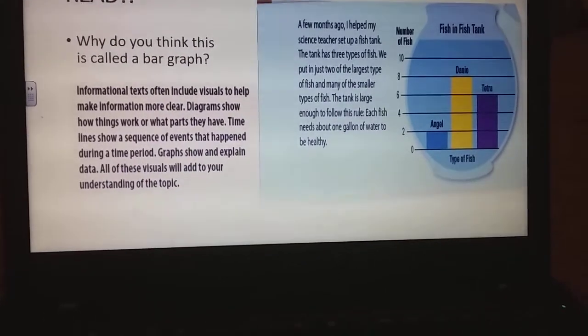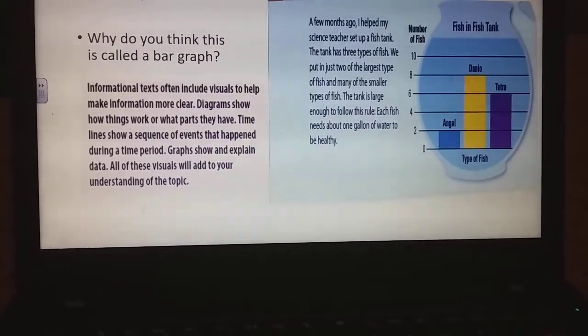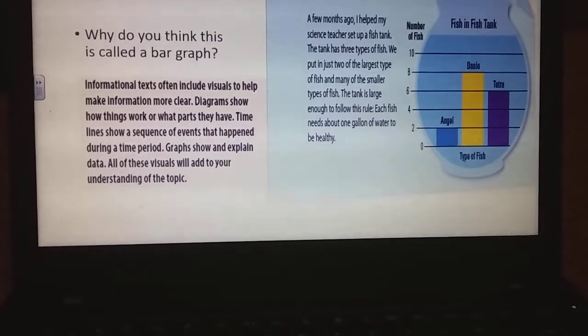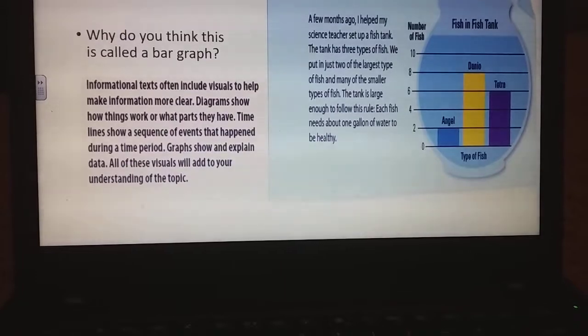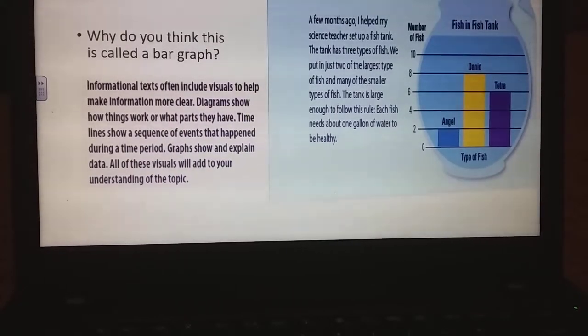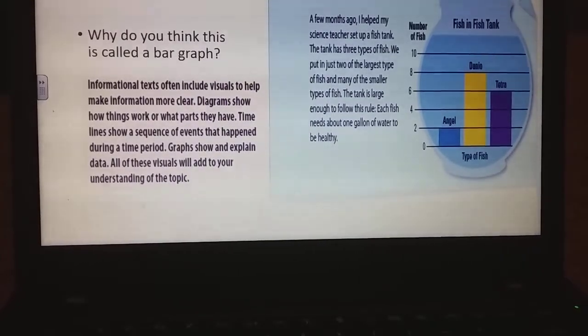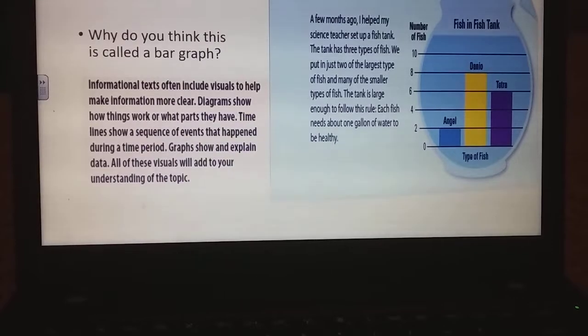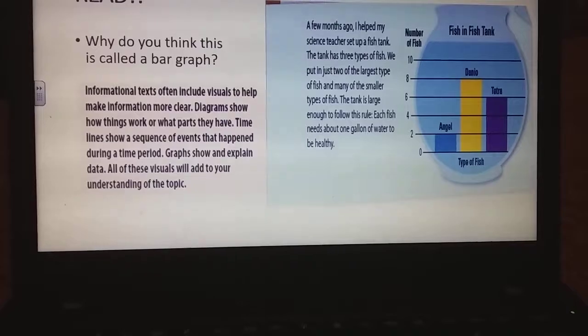Now, let's read the text here and see what understanding we get from the text that may be a little bit different from what we got from the visual. It says, a few months ago, I helped my science teacher set up a fish tank. The tank has 3 types of fish. We put in just 2 of the largest type of fish and many of the smaller types of fish. The tank is large enough to follow this rule. Each fish needs about 1 gallon of water to be healthy.